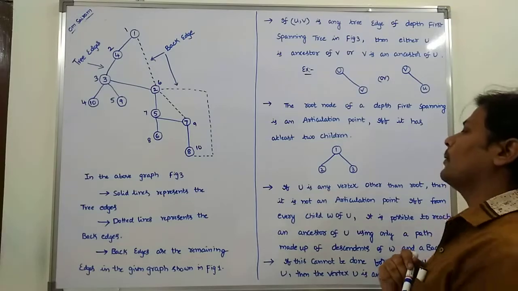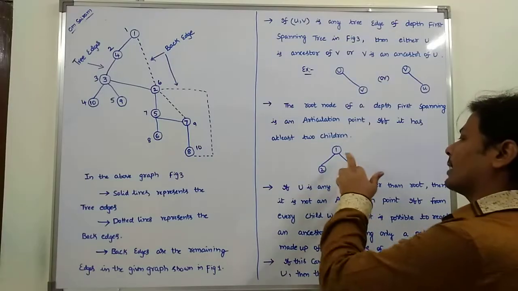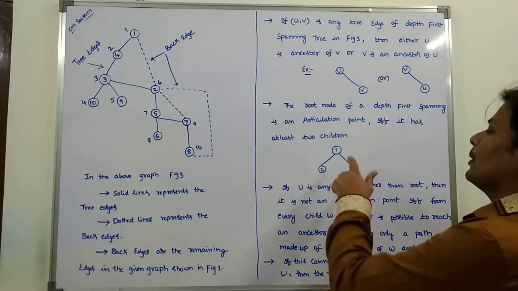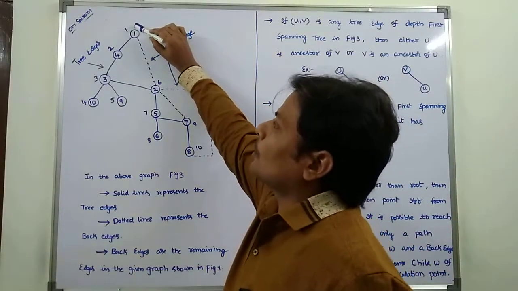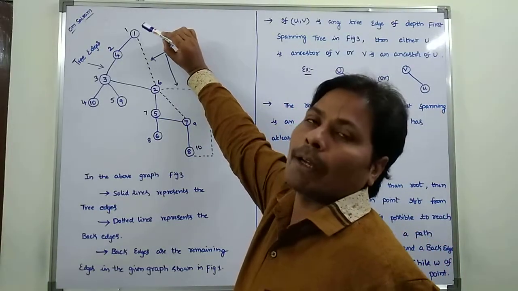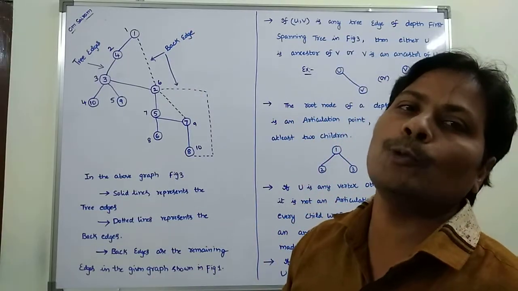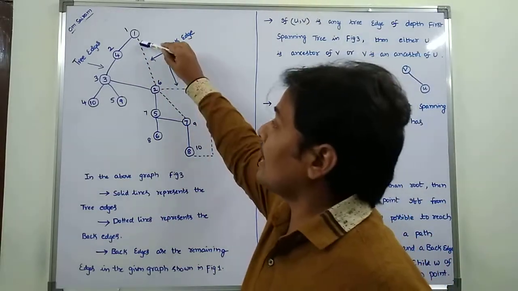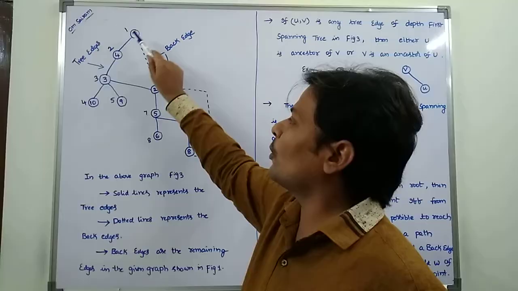The root node of a depth first spanning tree, that is vertex 1, is called an articulation point if and only if it has two children. For example, this is the root node of a depth first spanning tree. This node 1 is an articulation point only if it has two children, but it has only one child, that is vertex 4. The other is a back edge, not a tree edge. So it has only one child.